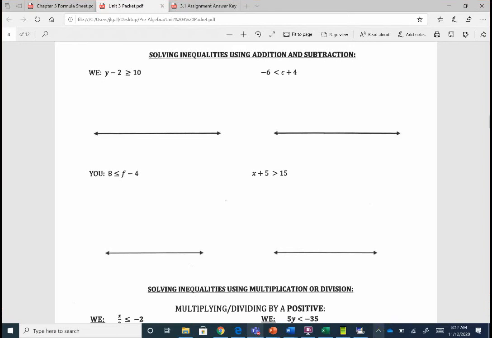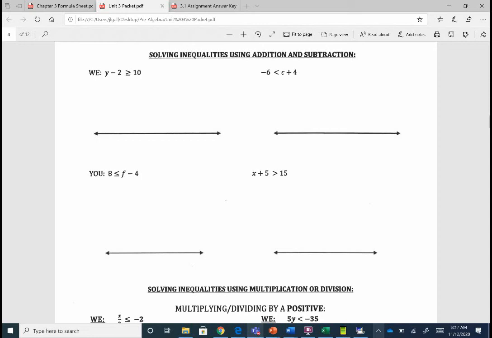All right, so let's take a look at the top question. We have y minus 2 is greater than or equal to 10. We just spent a lot of time solving equations that had equal signs. Here's the cool part: we don't have any steps that are any different. Our goal is still to get that variable by itself.